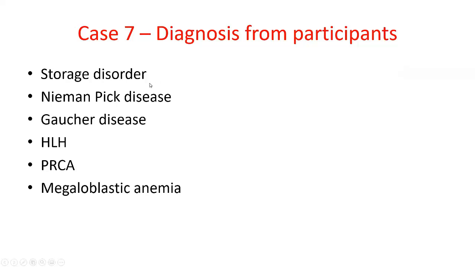Now, these are rare disorders. Some of you have given even the diagnosis of Niemann-Pick disease, the correct diagnosis. Though, of course, I don't know how many cases you have seen, but looking at the morphology, I was very happy that the majority of you have given storage disorders and some of you have given even Niemann-Pick disease. Few of you have given Gaucher's disease, HLH, pure red cell aplasia, as well as megaloblastic anemia.